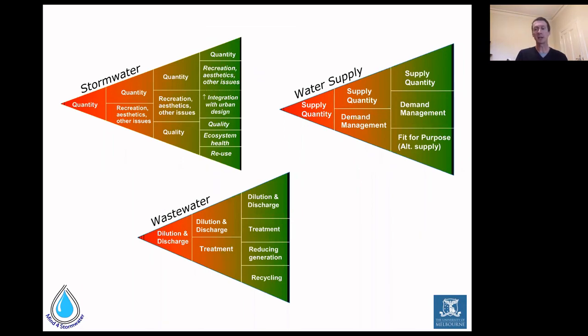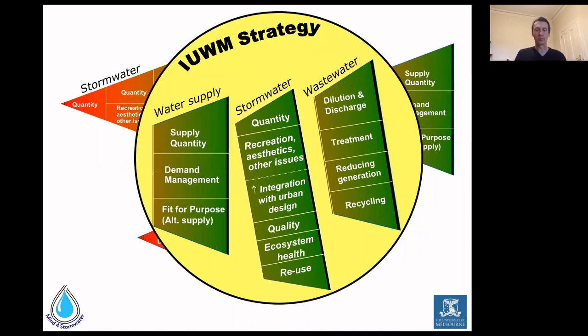And so essentially integrated urban water management, or water sensitive urban design, whatever we want to call it, is about taking all of these aspects and putting them together into one good integrated strategy.